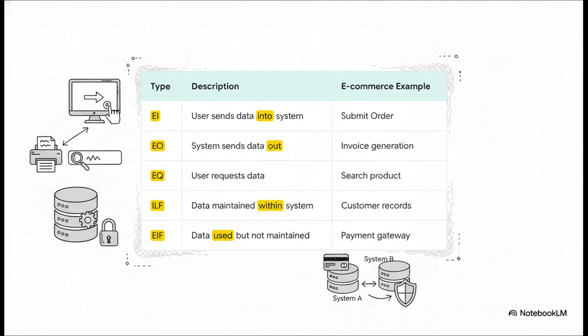And finally, we have the data files. Internal logical files, ILFs, are groups of data the system manages itself, like your list of customers. And external interface files, EIFs, are data the system uses but doesn't own, like connecting to an external payment gateway. That's it. That's the whole shebang.